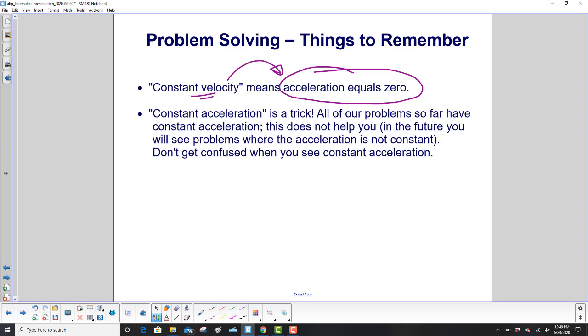All of our problems so far have constant acceleration. This doesn't help you, that phrase, constant acceleration. However, in the future, in APC, you'll see problems where the acceleration is not constant. Don't get confused when you see constant acceleration.